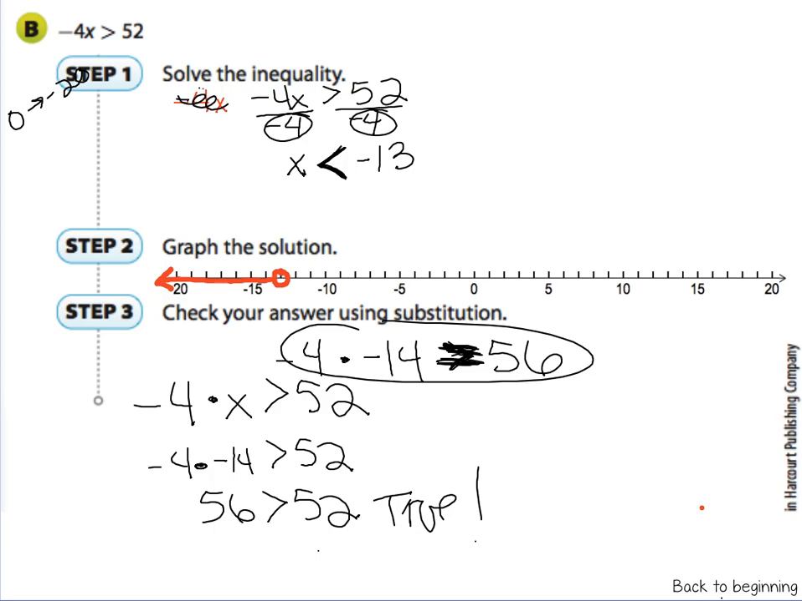Most days. All right? And so my inequality has now been graphed. It's been checked. I know it is correct. So let's go ahead and check on the next one.